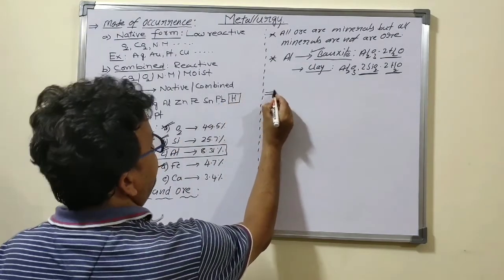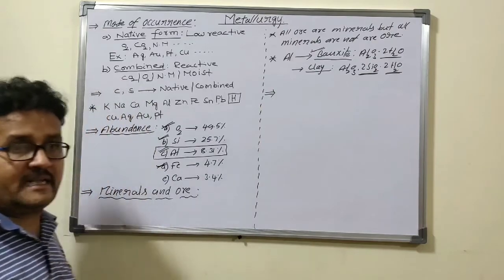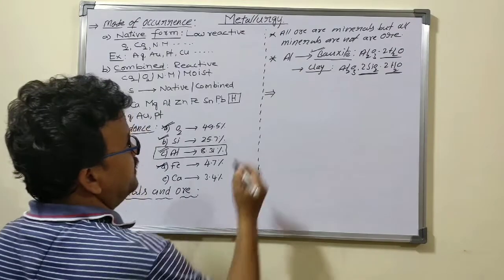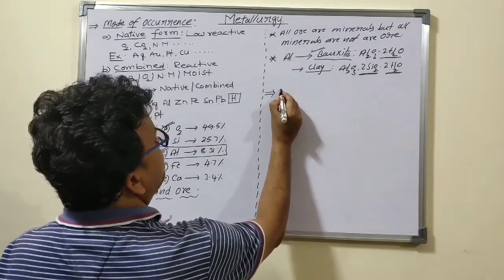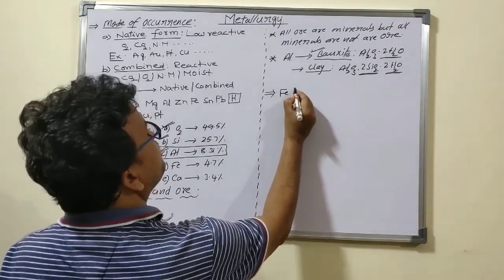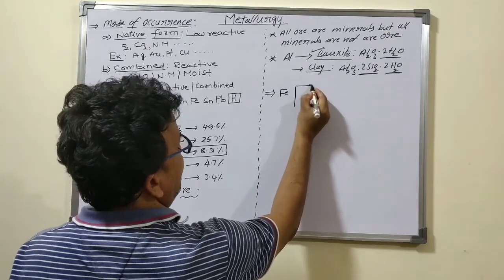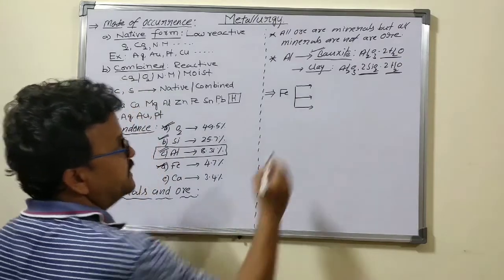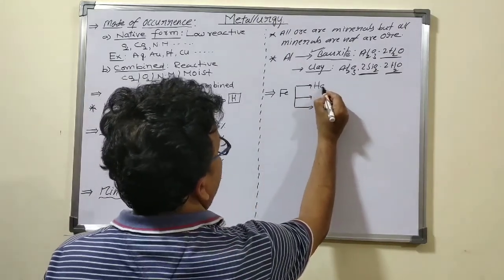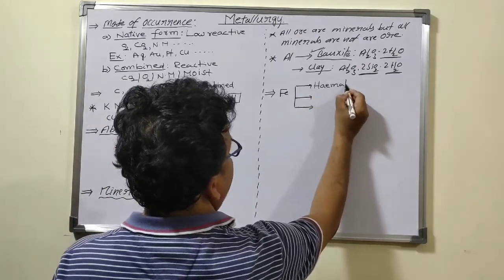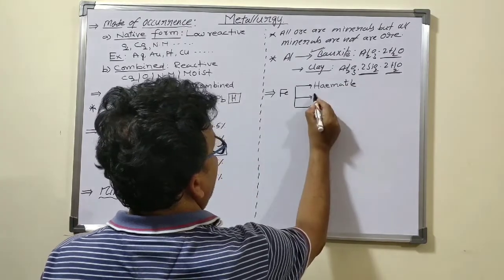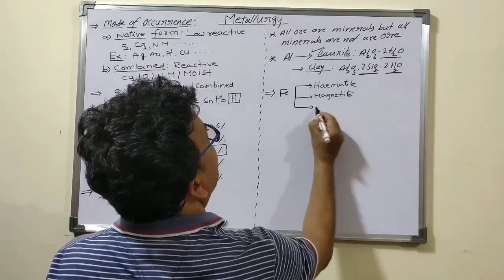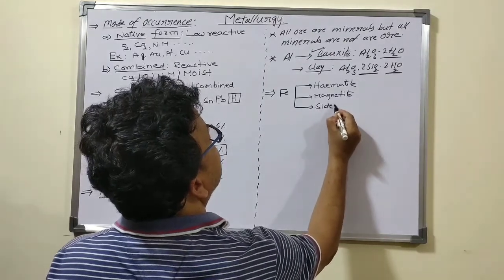Now, we discussed that an element can exist in different forms. Already we discussed aluminium. Like that, iron exists in different forms. The main forms I am writing here are hematite, magnetite and siderite.